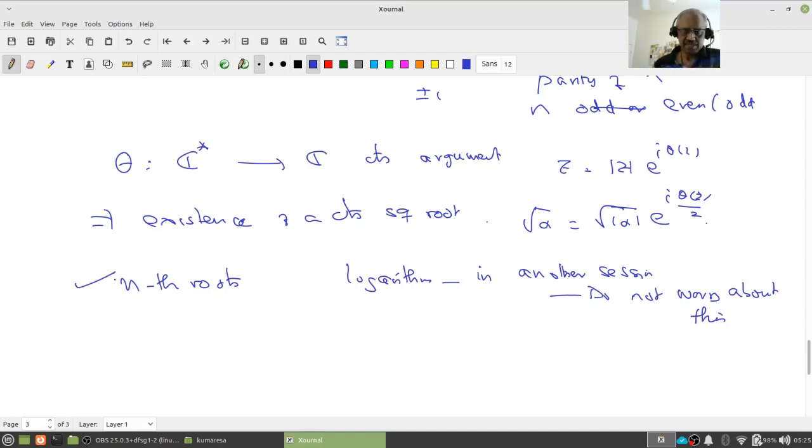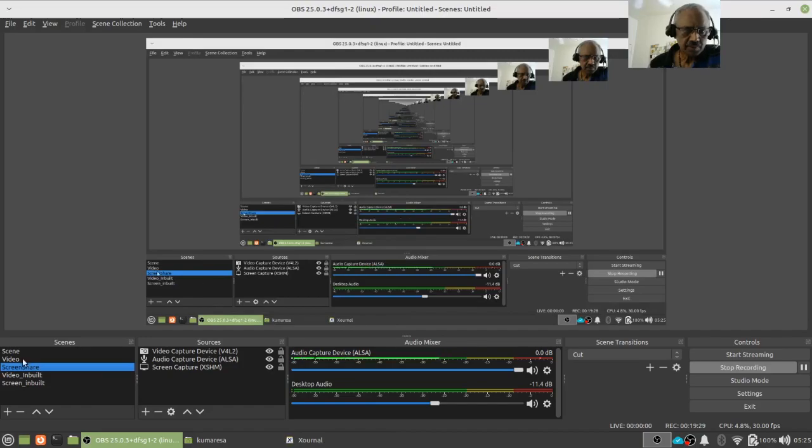Nth roots is exactly similar. So let us try to understand what I have done. I have defined what is meant by an argument of a complex number. We saw it's not unique. If t is an argument of a non-zero complex number, then t plus 2n pi is also an argument, right? And then what I wanted to know is whether I can choose a continuous way.